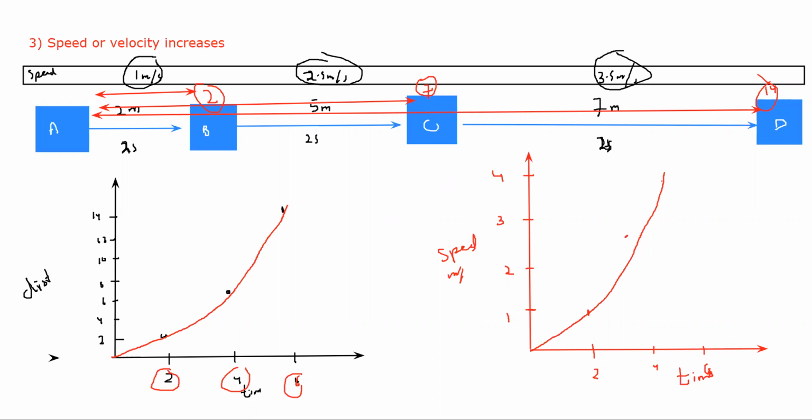And the last type of graph, take the screenshot. For this type of motion, if the speed is decreasing, speed or velocity decreases for an object, so the object is at point A, then it moves to B, then B to C, and then C to D.